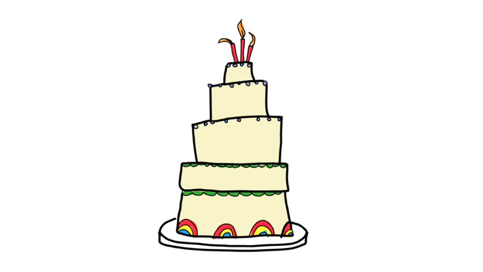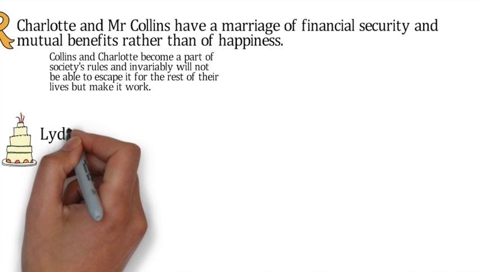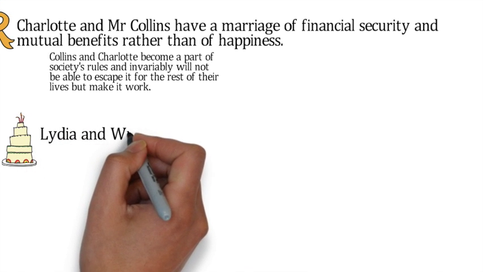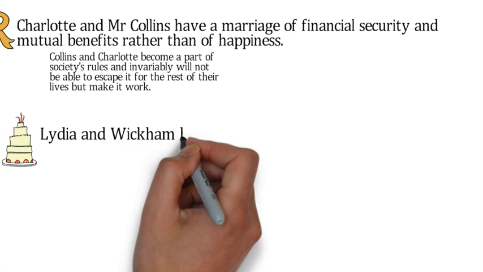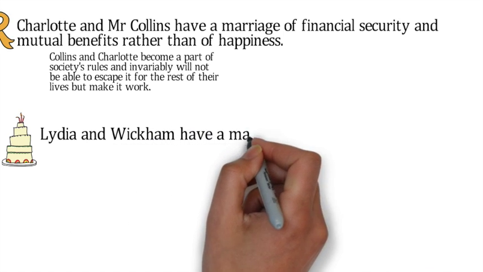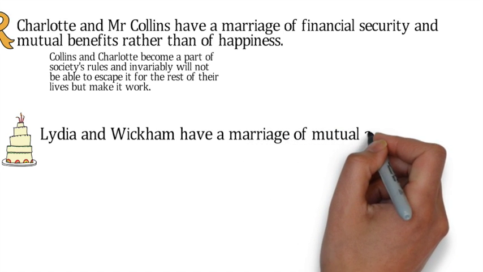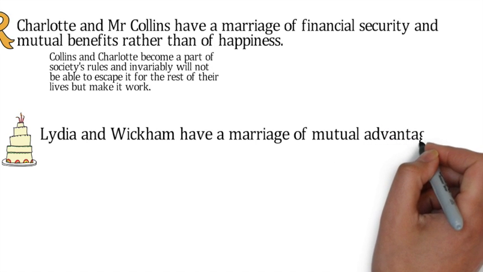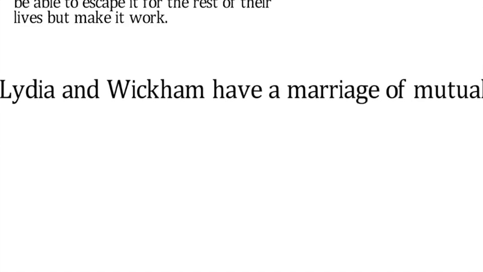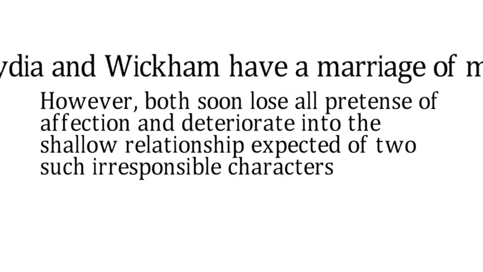The next marriage that we see is an unusual one, as it steps outside the bounds of society's rules and Lizzie's ideas to present us with another opinion on marriage. This is, of course, the elopement between Lydia and Wickham. It is a marriage of mutual advantages. For Lydia, it is a necessity to restore respectability in society and her family's eyes, though she believes she is wholly in love. For Wickham, it is a way to moderate wealth. However, both soon lose all pretense of affection and deteriorate into the shallow relationship expected of such irresponsible characters. This forces readers to see that being blinded by either love or wealth is not a good or privileged idea, and hints at the fact that there must be balance.